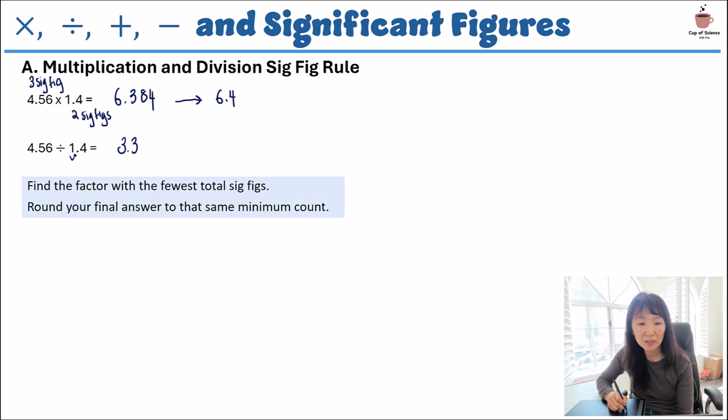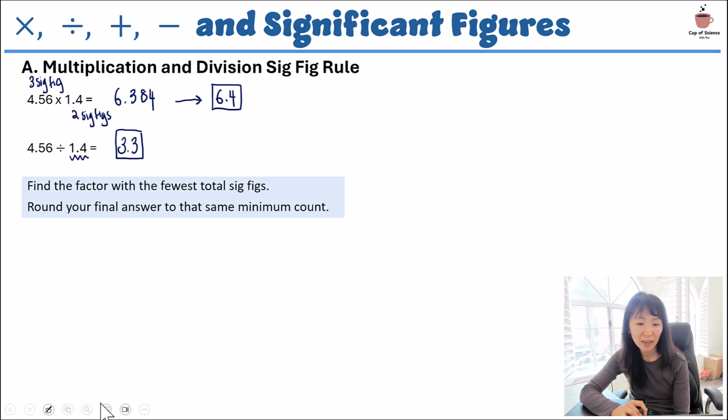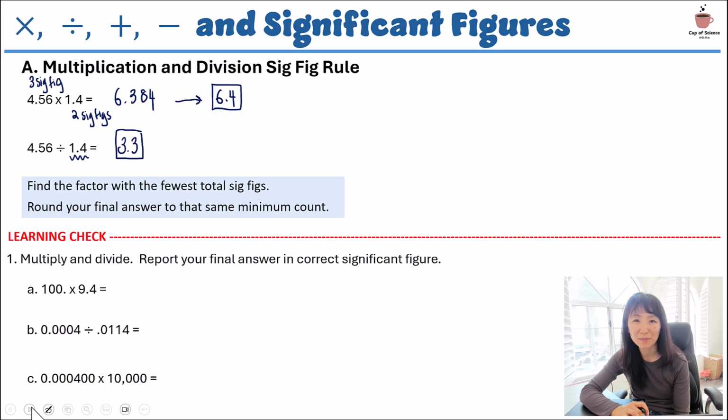It's taking into account that there are 2 sig figs. The lowest sig fig count is 2 sig figs. So the actual answer would be this one and this. So round your final answer to the same minimum count of the sig figs.